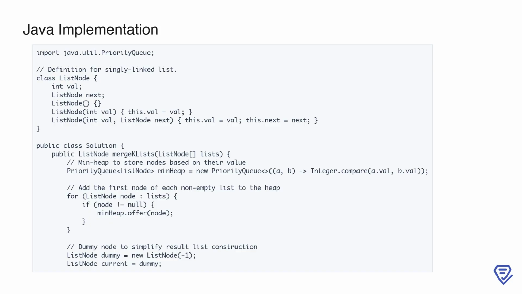This ensures that we can efficiently extract the smallest node at any point. Next, we iterate through the input array of linked lists, adding the head of each non-empty list to the min heap. This sets up the heap with the smallest elements from each list, which will serve as the starting point for our merged linked list. A dummy node is also created to simplify the construction of the result list, and a pointer, current, is initialized to this dummy node to help build the merged list step by step.